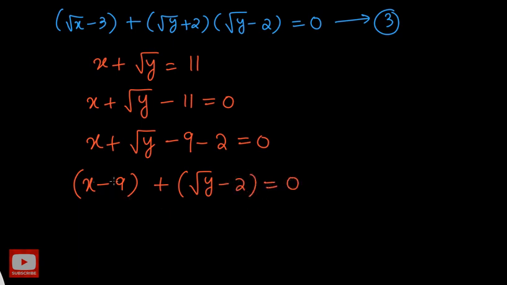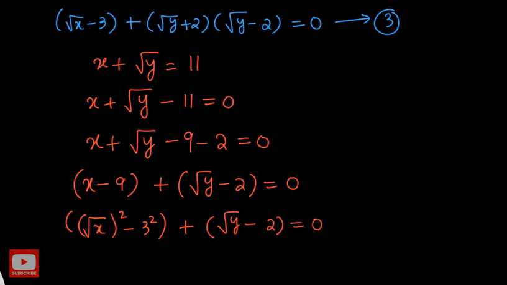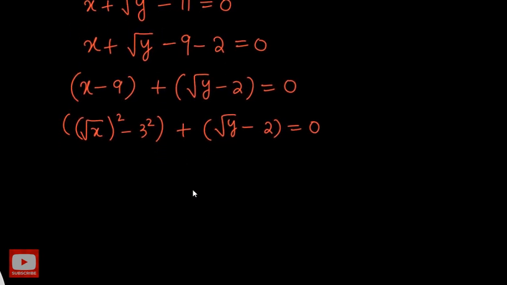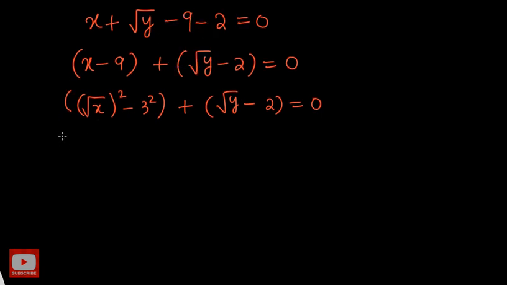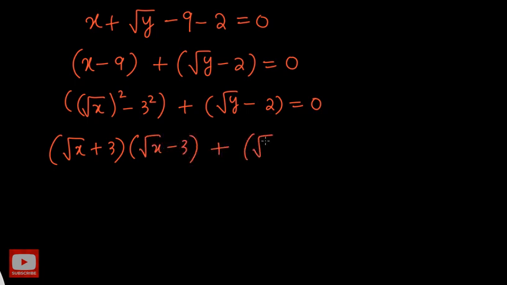Now using the same concept that we discussed, the a square minus b square concept, we can factorize this x minus 9, right? So I can write this x minus 9 as root x the whole square minus 3 square, plus root y minus 2 equal to 0. Now using a square minus b square, we can expand this as root x plus 3 times root x minus 3, plus square root of y minus 2 equal to 0.